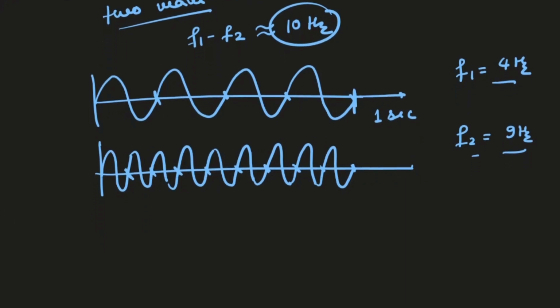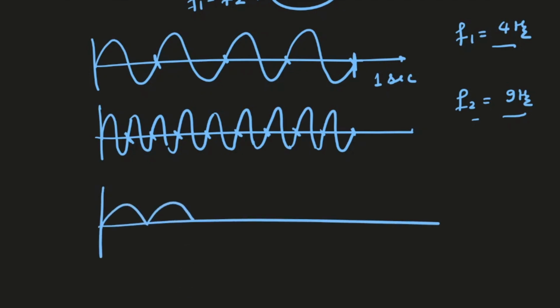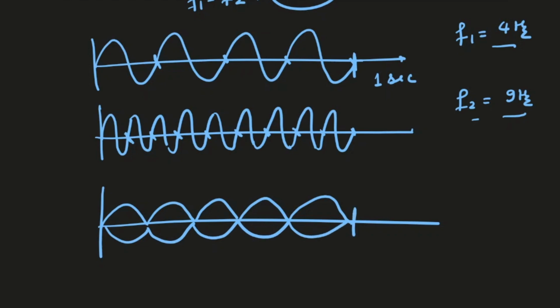So when these two waves travel in the same medium, it will give a new kind of wave. The resultant wave is in such a way that it has 1, 2, 3, 4, 5 such kinds of loops, because of the beat phenomenon.